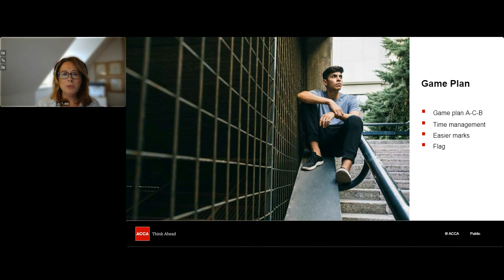Now, the second thing I want to talk about is a game plan. When you're doing this exam, you need to have a game plan. The best game plan I've found is A, then C, then B. Allocate your time to them: 50 minutes for section A, 80 minutes for section C, and 50 minutes for section B. Time management is important. The easier marks come in the first 60% of the time. You get those easier marks, and then the 40% of the time that's left will be managing the harder marks.